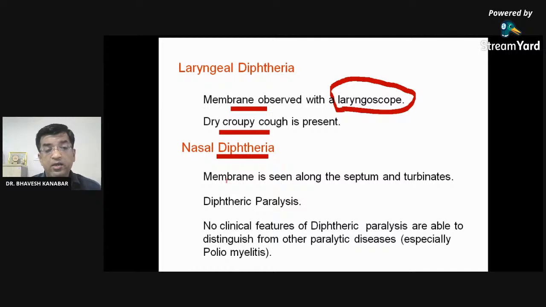Nasal diphtheria: here, in anterior nasal diphtheria, the membrane is seen along the nasal septum. This middle part is the nasal septum, and these both are turbinates. There can be diphtheritic paralysis, right?